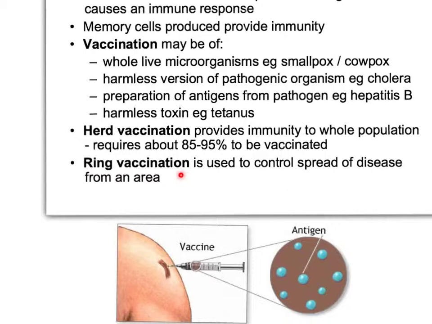Okay, not necessarily so useful in human infection, because obviously humans have the freedom of movement and can move out of the areas and infect other people, but farm animals obviously are contained within the particular farms that they're in, and therefore by vaccinating the surrounding farms you prevent the disease from going any further. Okay, and that would be known as ring vaccination. Okay, so next slide.